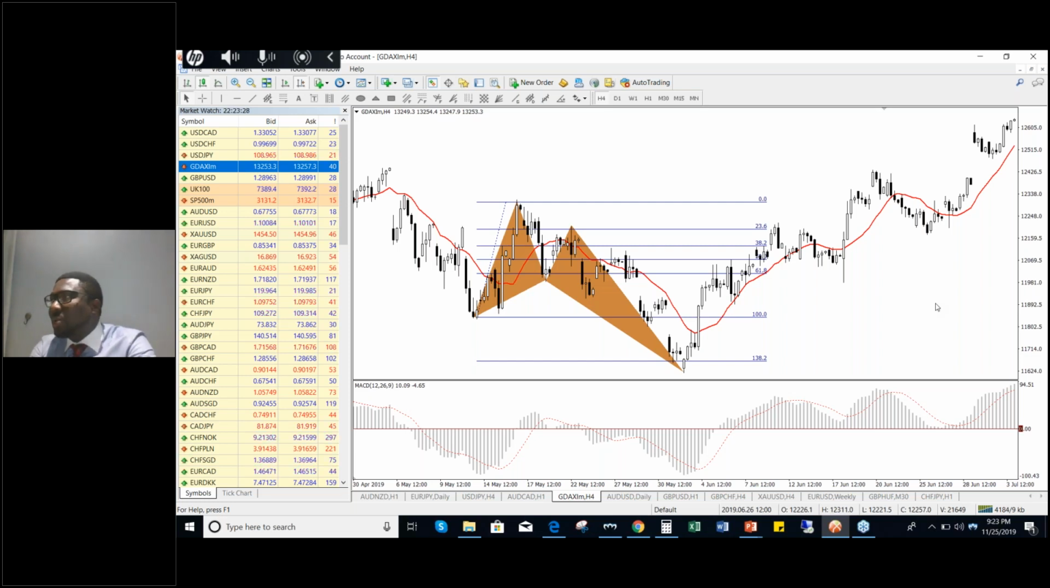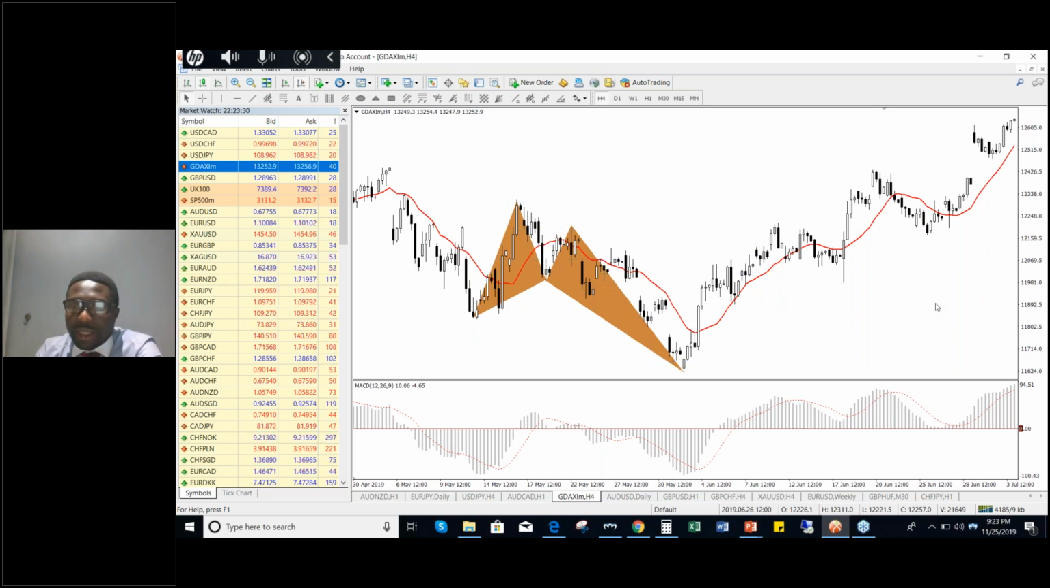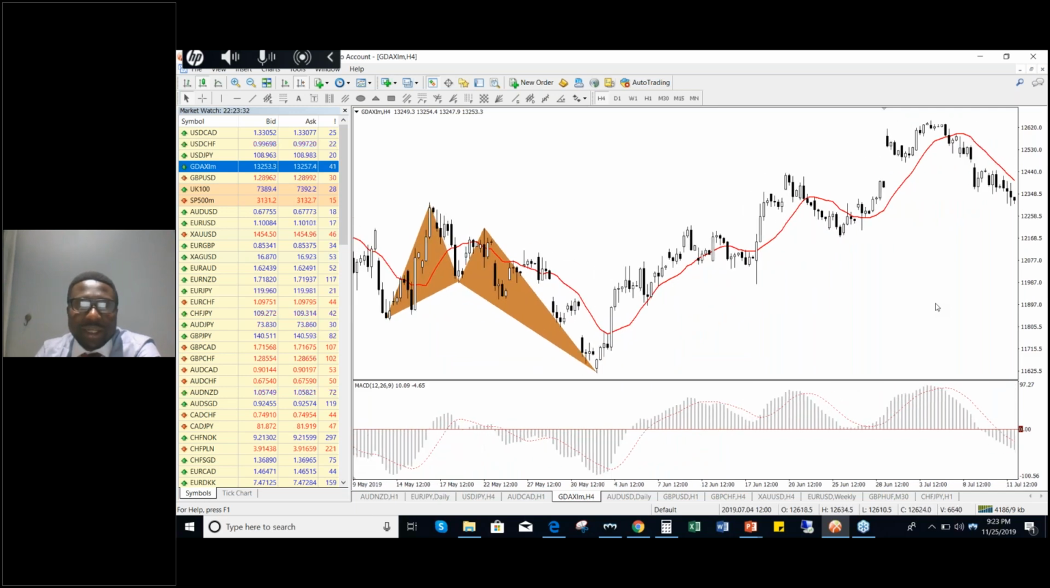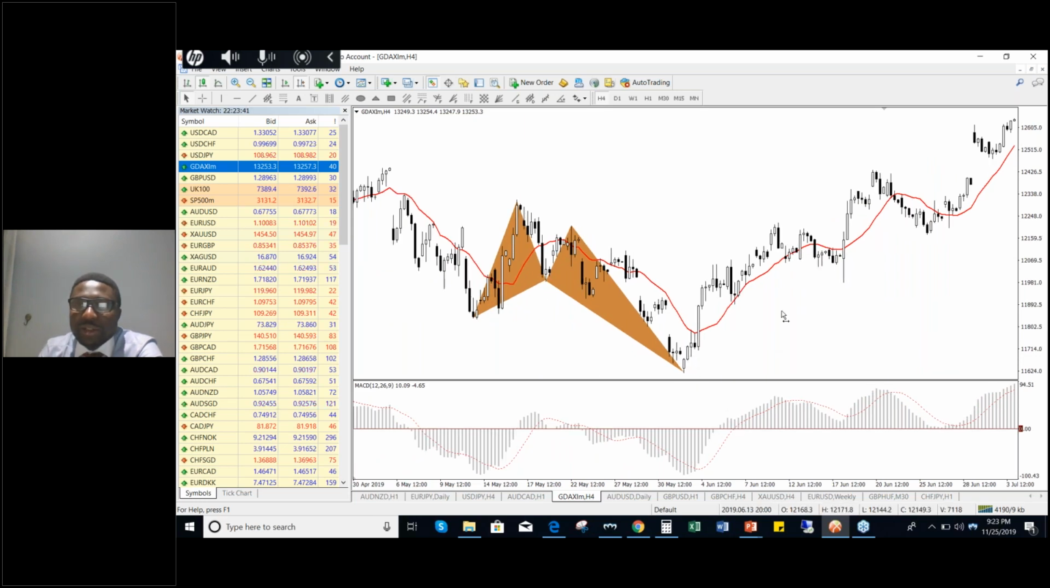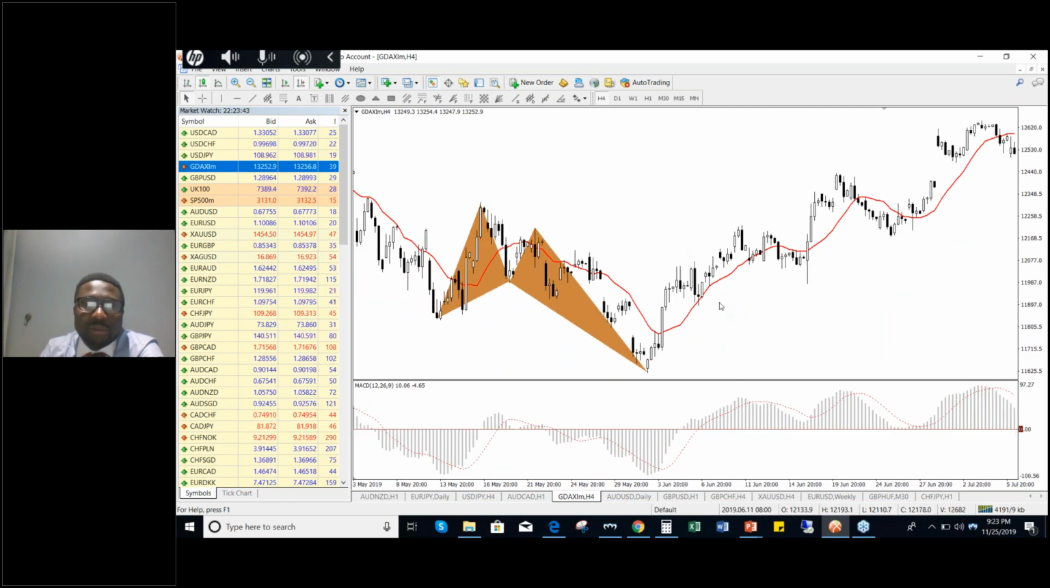This crab has only one leg. The second leg is not complete. You need a 161.8 from this point, and you need a 261 to 361.8 on the second leg for you to have a crab formation.